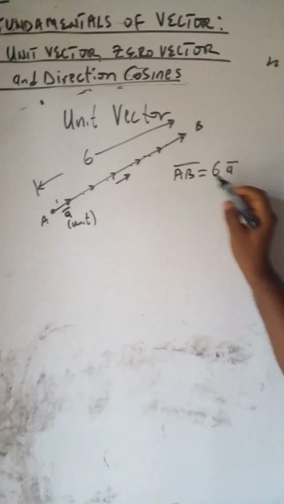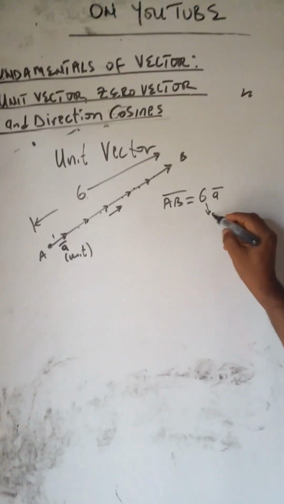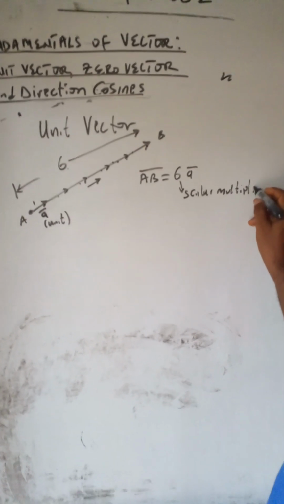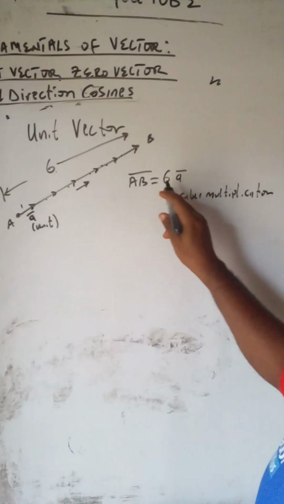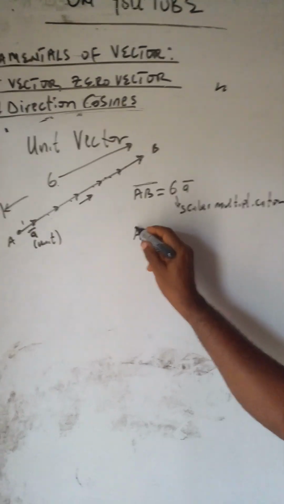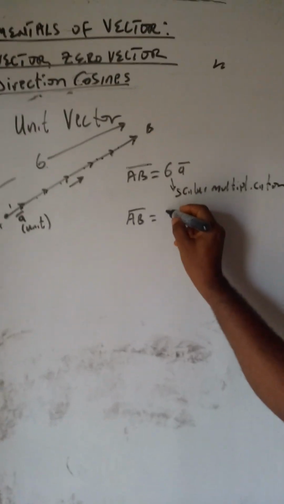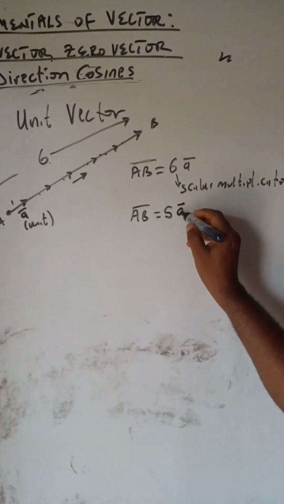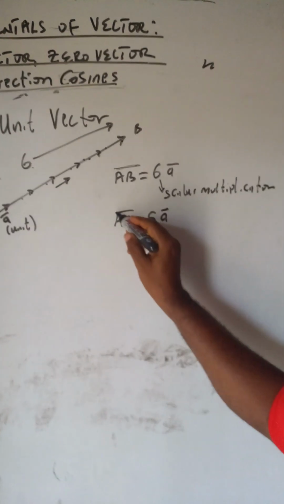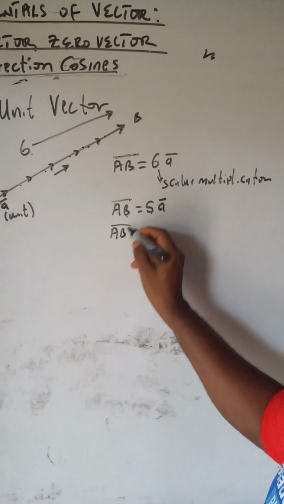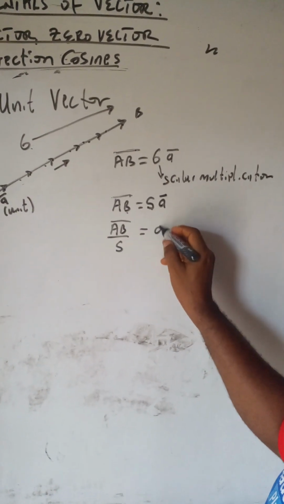So what I am trying to say is that this is a scalar multiplication. Scalar multiplication is simply a number without direction. So the relationship between a vector and the unit vector can now be written in this format: scalar multiplication of the unit vector. And how do we get the expression for the unit vector? You divide the given vector by the scalar multiplication. So it's going to be vector AB divided by S is equal to the unit vector.